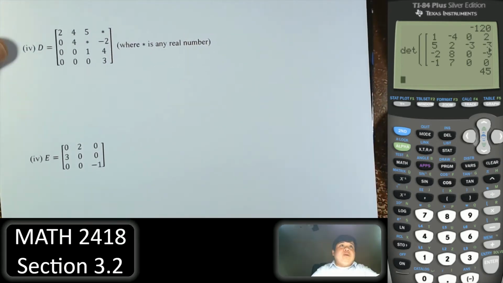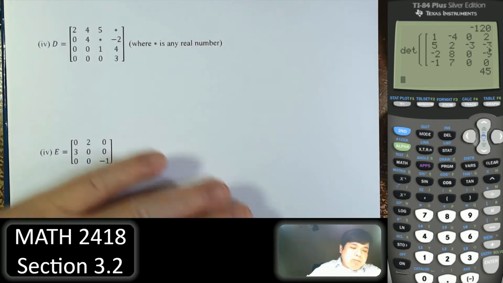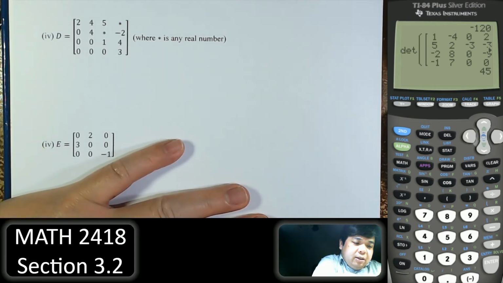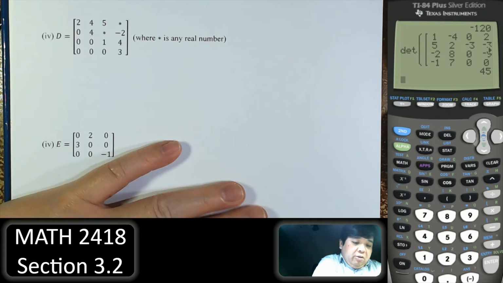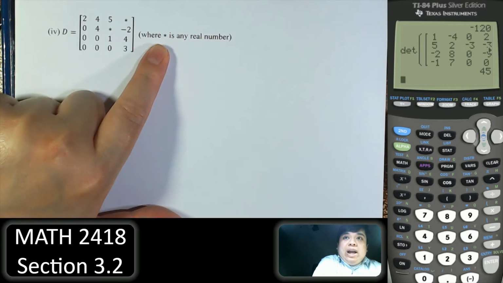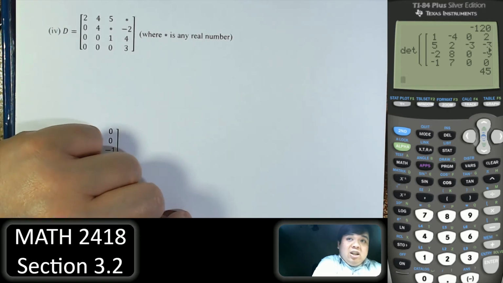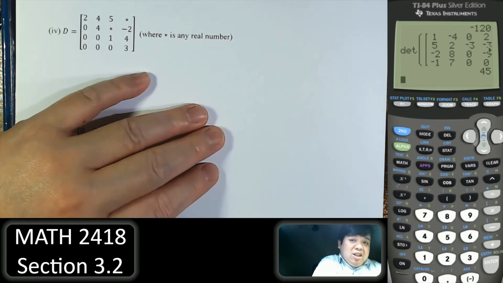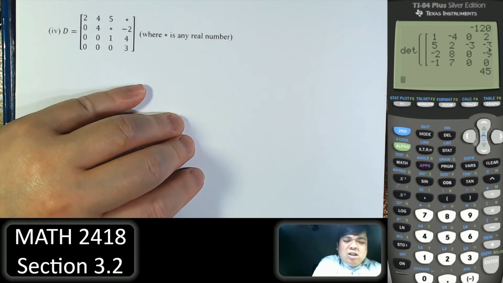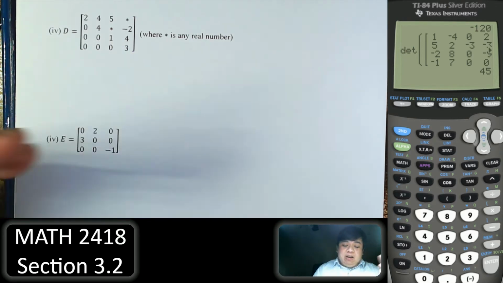Right, something more interesting. How about this? First, if the star is any number, we cannot just expand this out and write in the cofactor expansion. It takes a lot of work, and besides we don't know what the numbers are, so there must be something to it, and definitely there is.